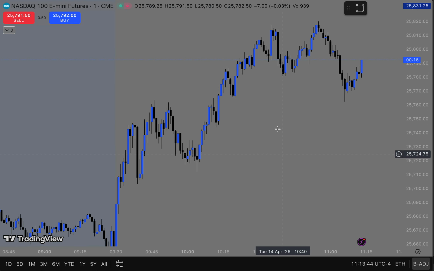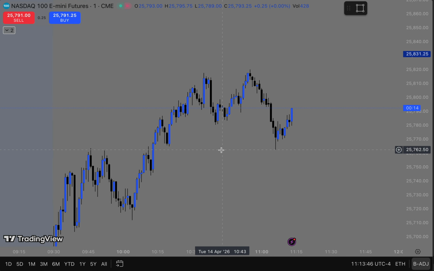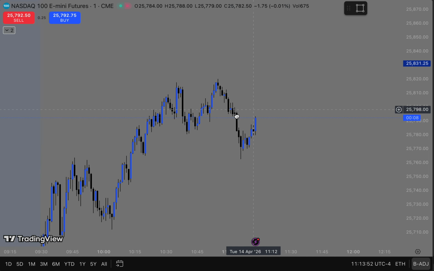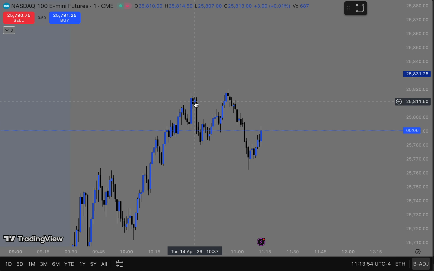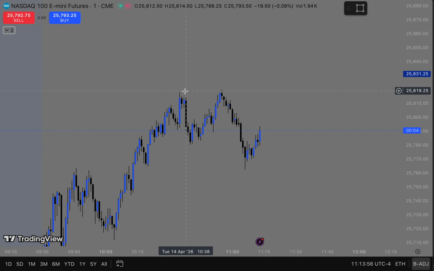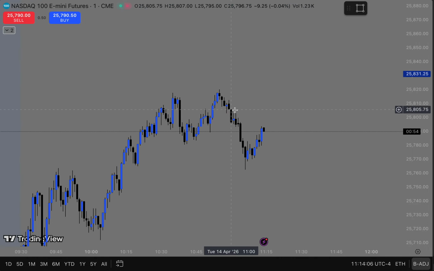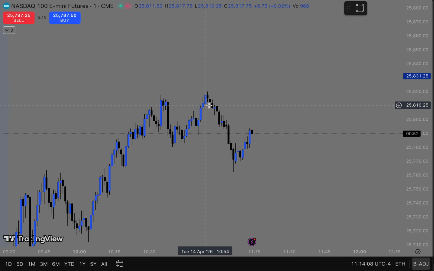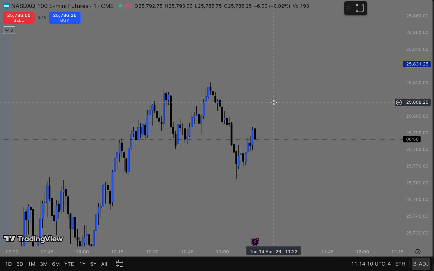I don't really like taking reversals unless it's really, really clear and obvious. Like a really good example of this would be off of this right over here. This is a reversal trade you could have taken, but didn't end up working out. So this other one I'm going to go over would have been a lot better.